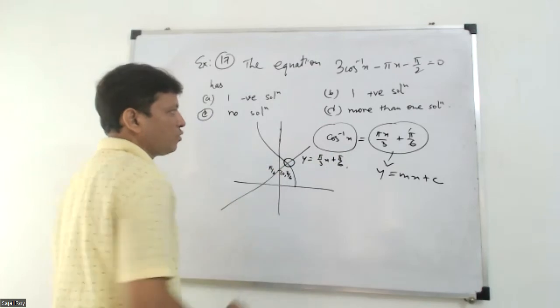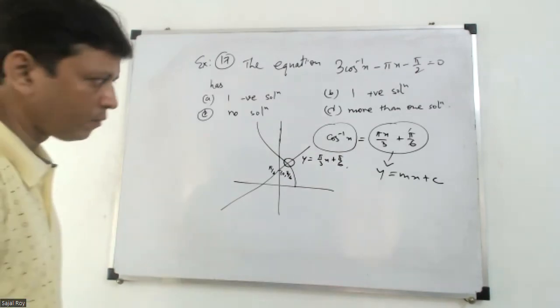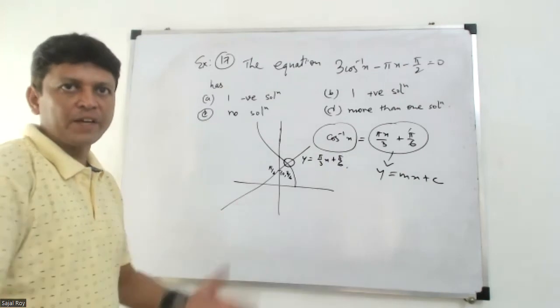So how many intersections do you have? One positive solution, and it is in the positive part. So that was some problems from graphically solving.